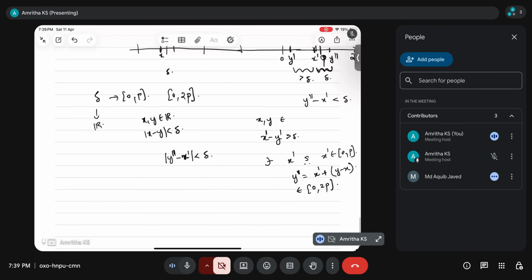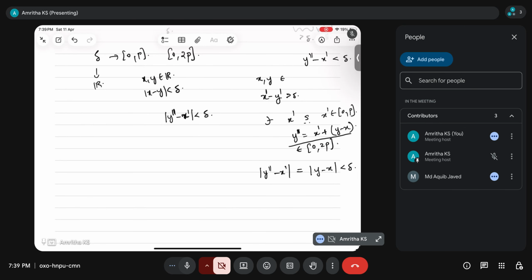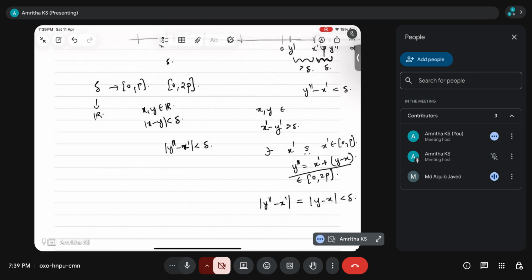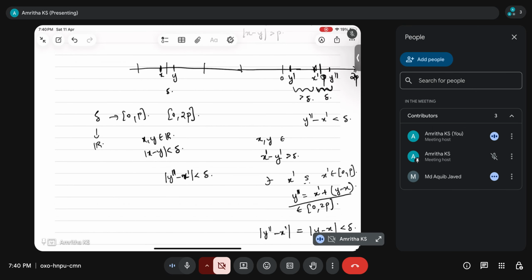Suppose you are defining y double dash to be this, right? Then y double dash minus x dash is exactly mod of x minus y. This is less than delta. Okay, so y double dash is not x dash plus p, it is x dash plus y minus x, because that would correspond to the y here.